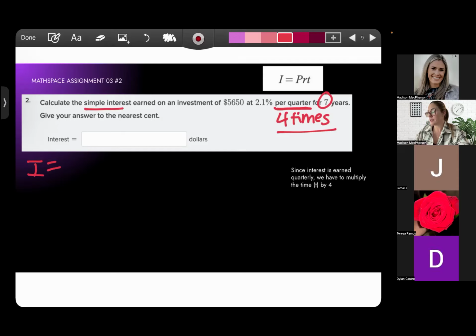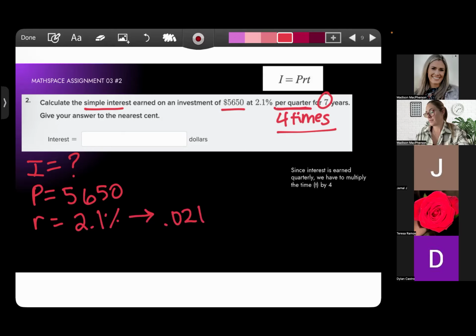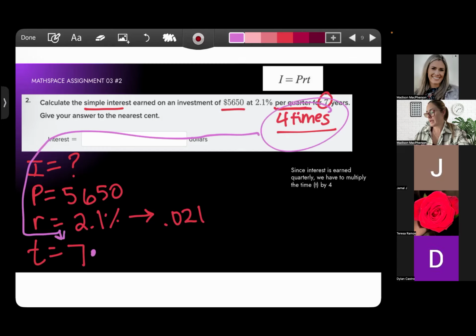This is asking for the simple interest, so we don't know what that is. That's what we're going to find. We need to know what P is. P is the principal amount, so the main amount put in the account. In this case, it's $5,650. Our rate is 2.1%. As a decimal, it's 0.021. And then our T, it's 7 years, but it's 4 times a year. So that means we're going to take that 7 and multiply by 4. So we get 28.